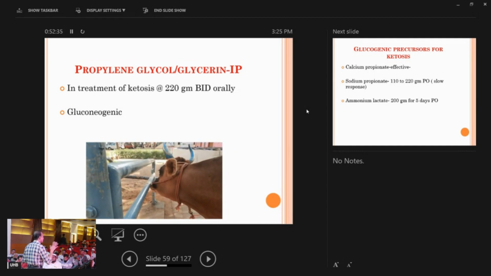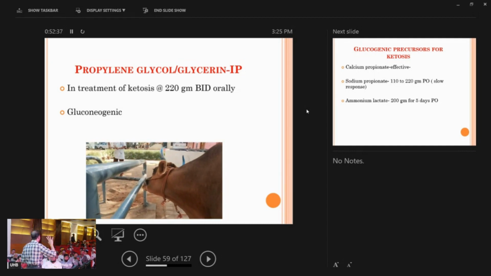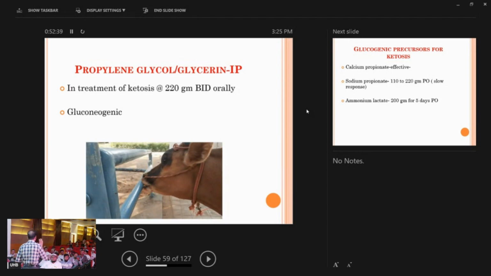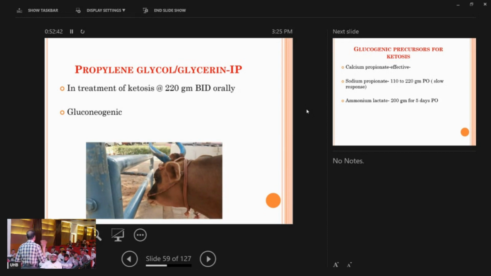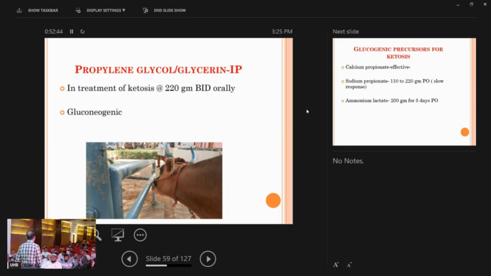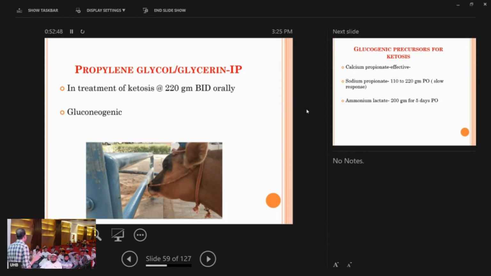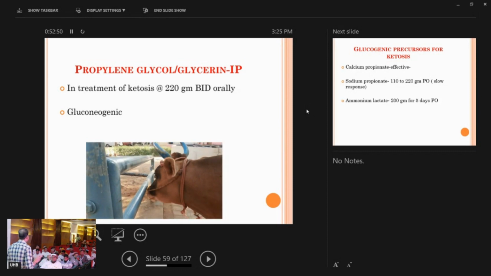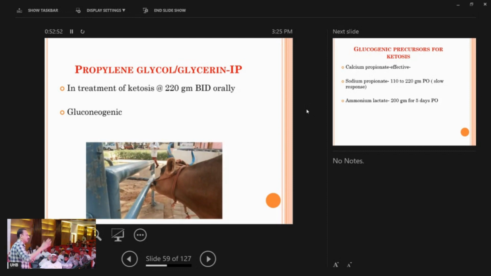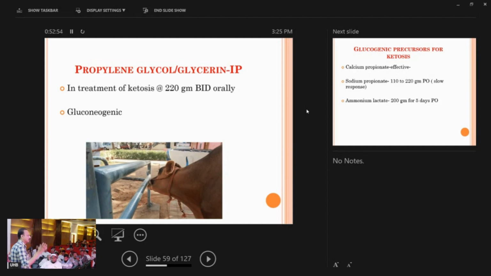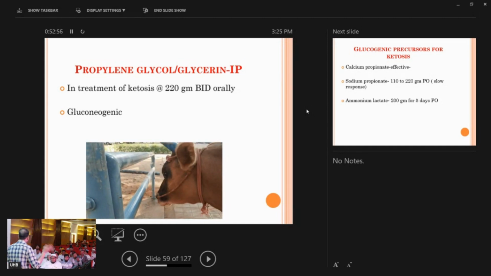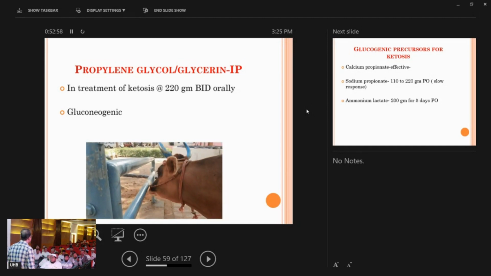So the needed dose is 500 ml of 50% dextrose or 20% dextrose. 500 ml to 1 liter is enough, not more than that. Followed by oral administration of propylene glycol. Commercial preparations are available in the market, or glycerin is available. You can give 220 gram DAP orally. It's an excellent nutrition and you can use it for treatment of ketosis.